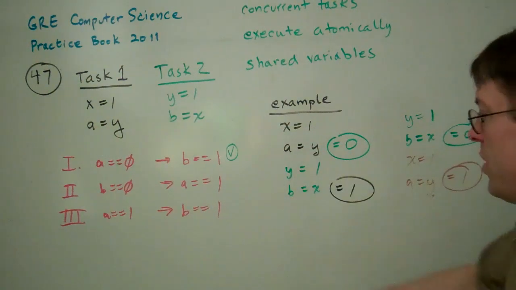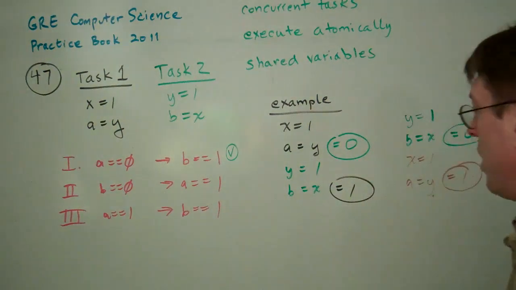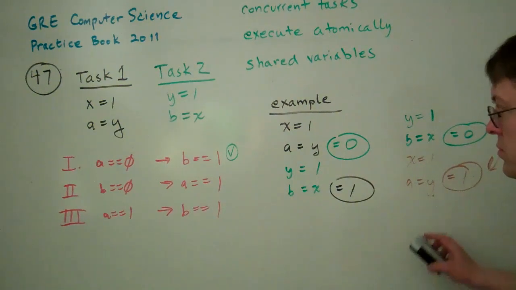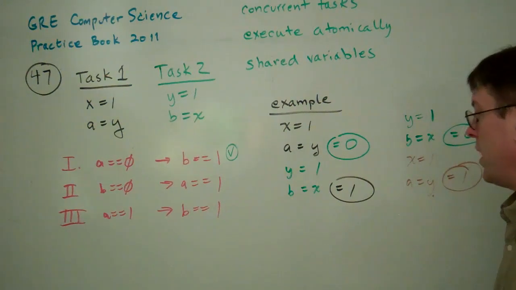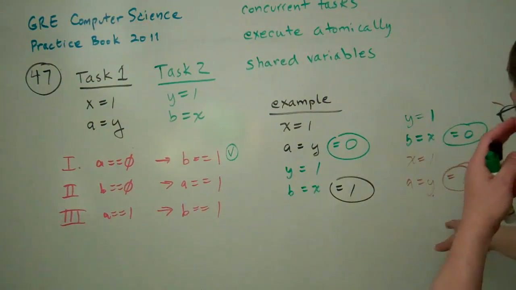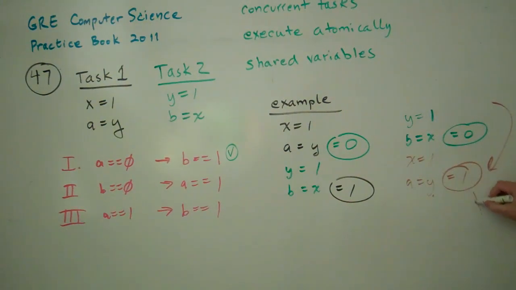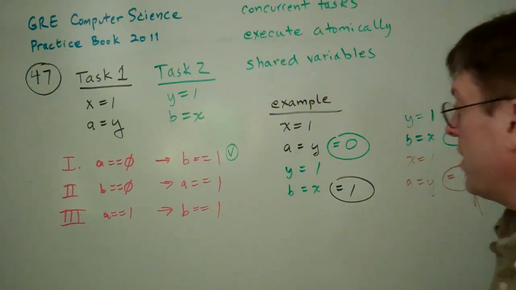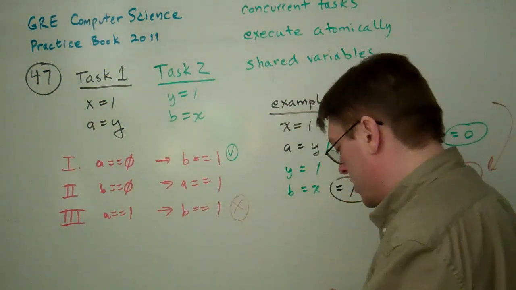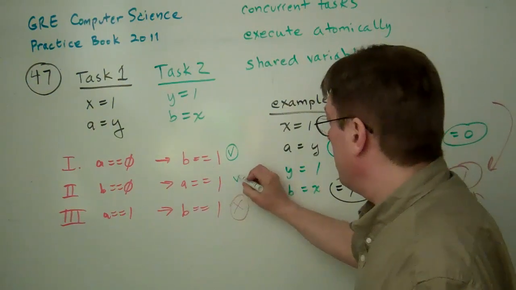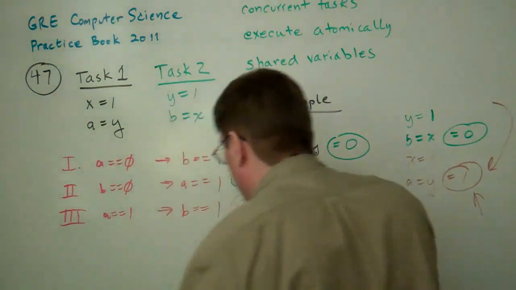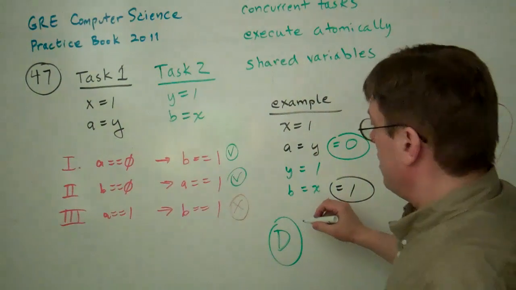Now the question is, what if a equals 1, does b have to equal 1? Well, we could construct a situation where a equals 1 and b does not equal 1. This is an example of a successful execution where that is the case. So that's not true, but these two are true. So the answer then is D, 1 and 2.